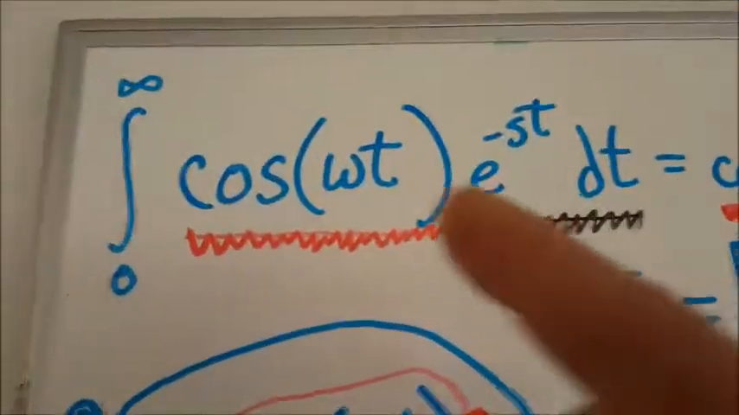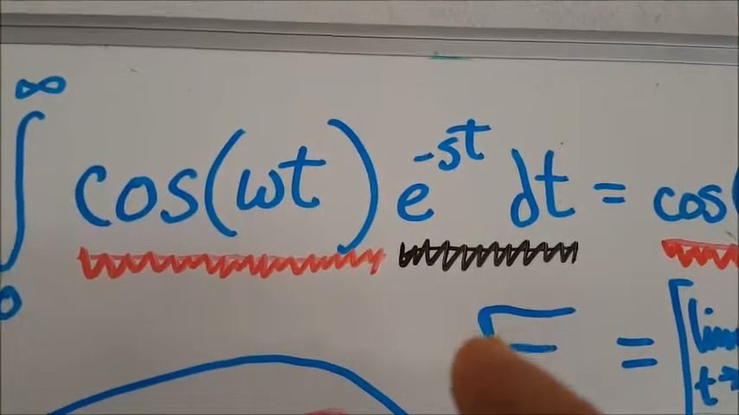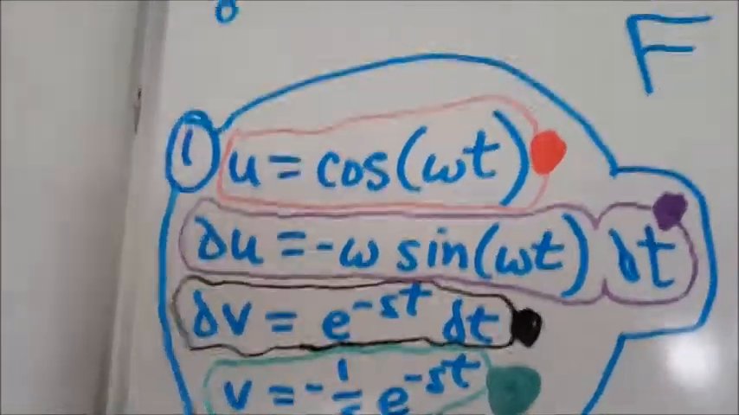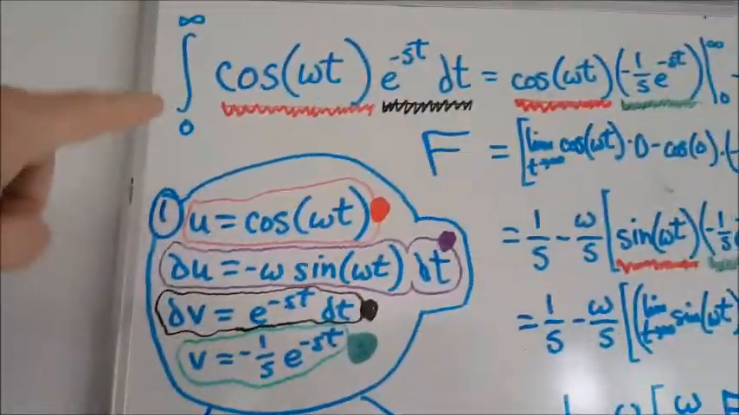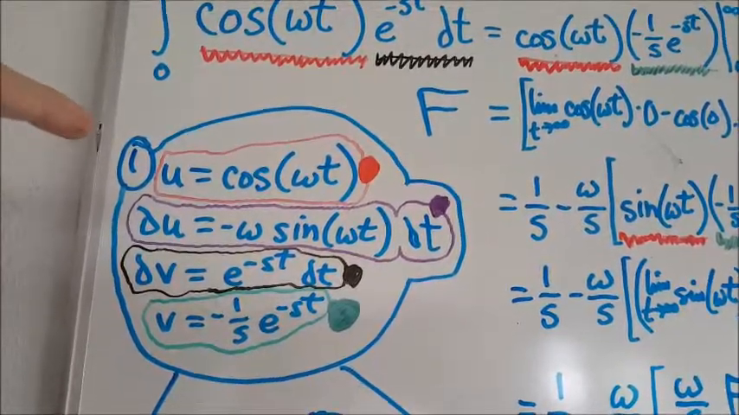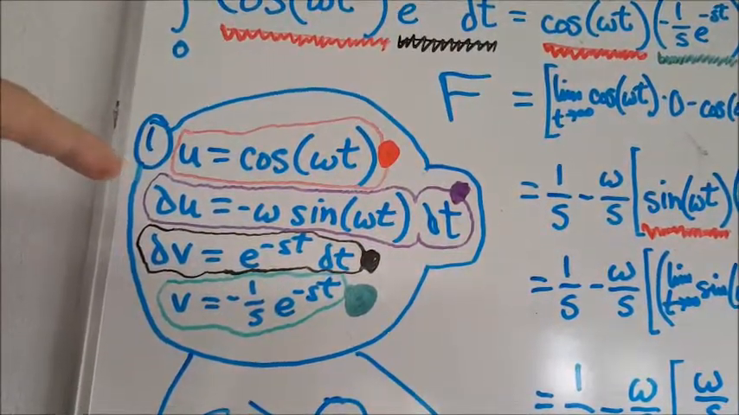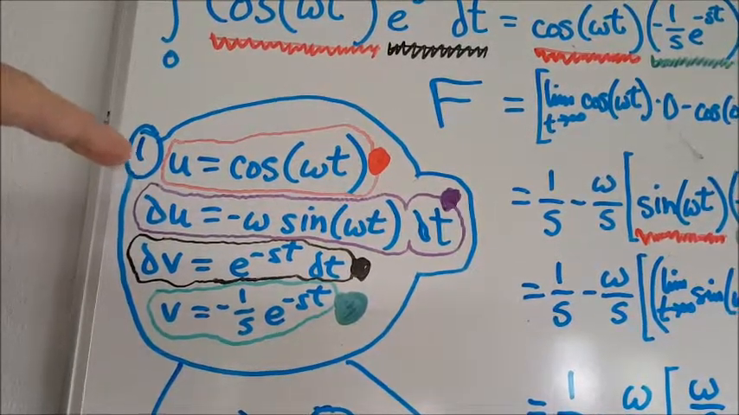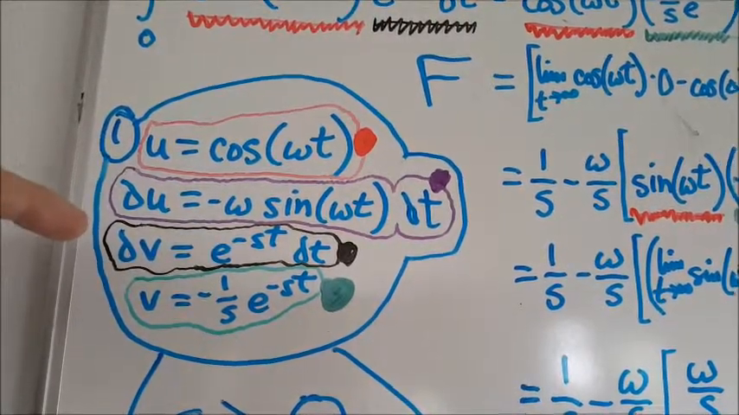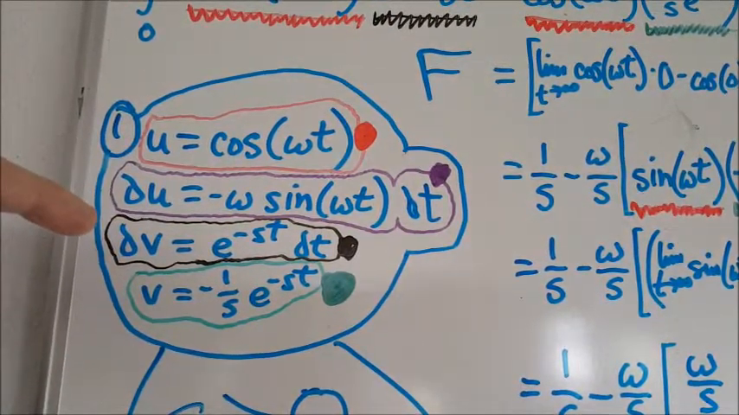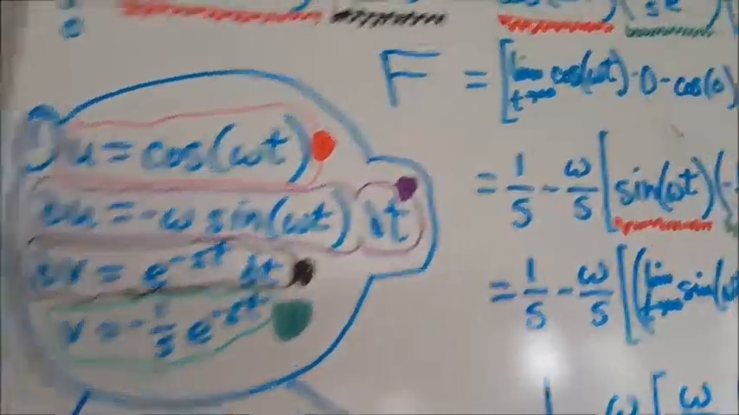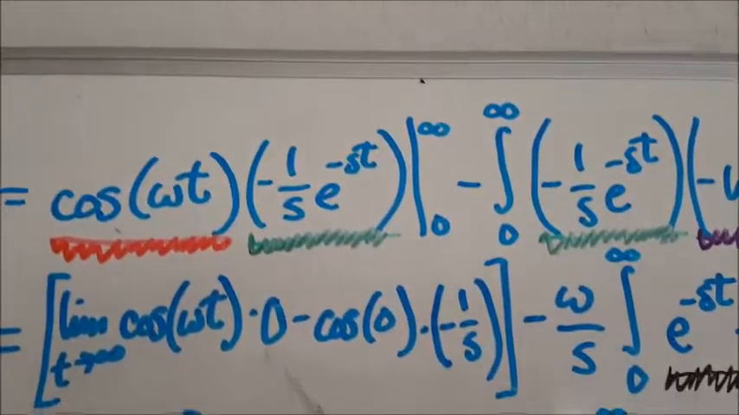So in this case, we have a trig and an exponential. The trig appears first on the list, so that's our u. And we go down here and we have our u in red, and our dv in black. And from there, we find the other two. The derivative of cosine omega t is negative omega sine omega t dt. And the integral of e to the negative st? Well, that's just negative 1 over s, e to the negative st. And we plug all that in up here.